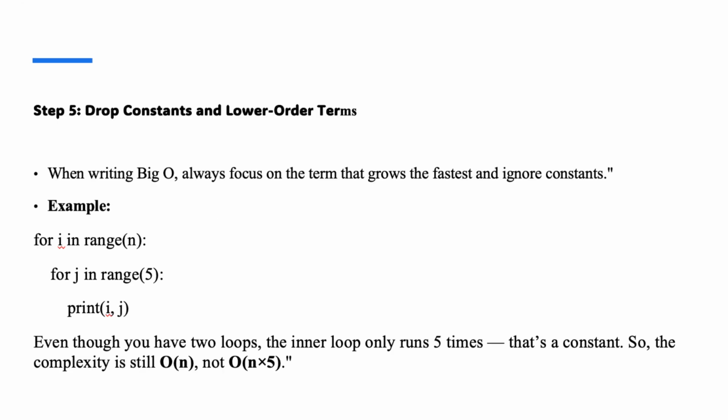Step 5. Drop constants and lower order terms. When writing big O, always focus on the term that grows the fastest and ignore constants. Consider the following example, where there are two loops which print i and j. Even though you have two loops, the inner loop always runs 5 times. That's constant. So the complexity is still O(n), not O(n times 5).